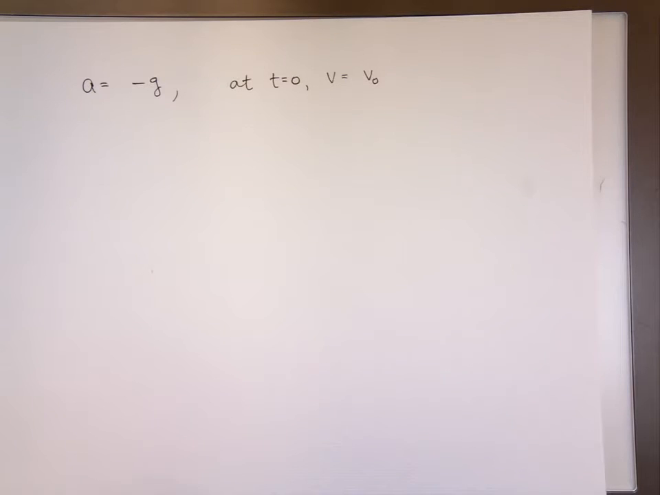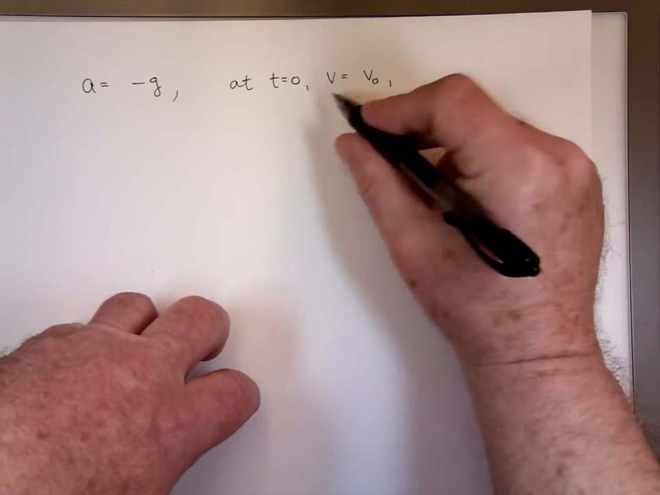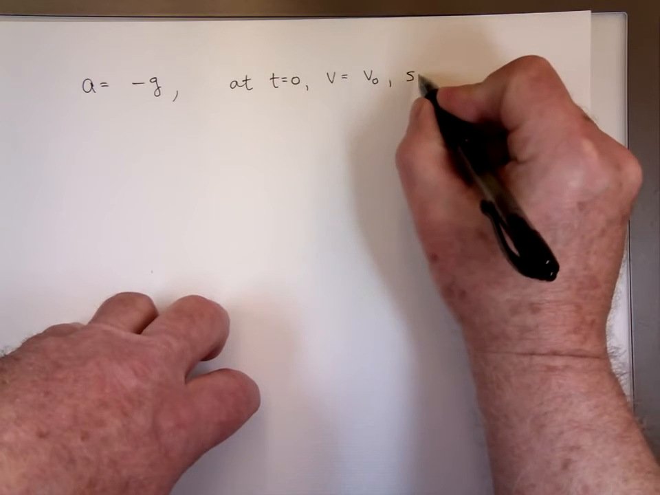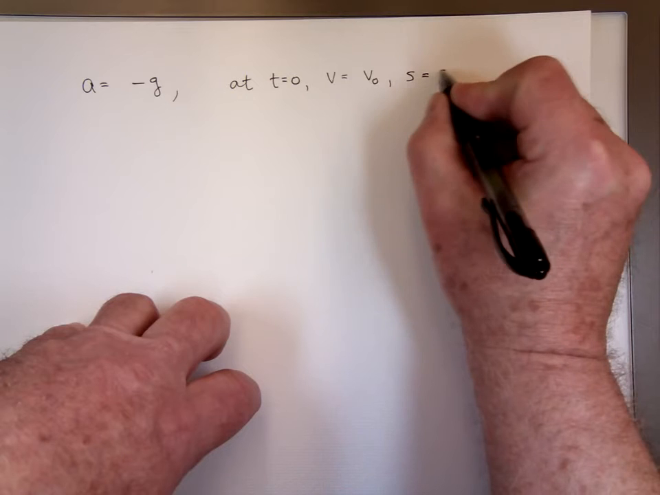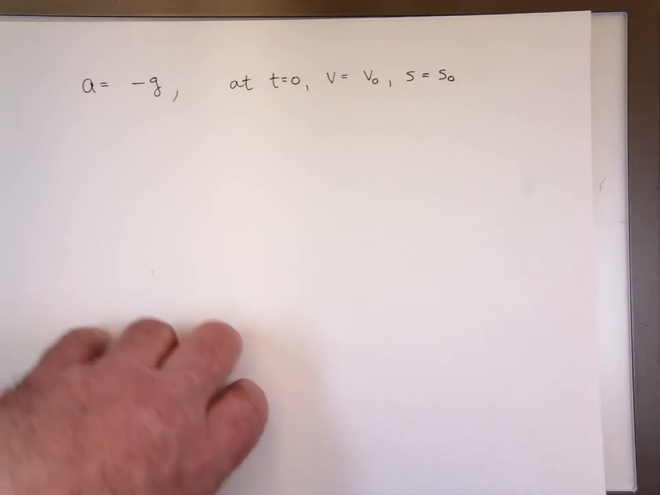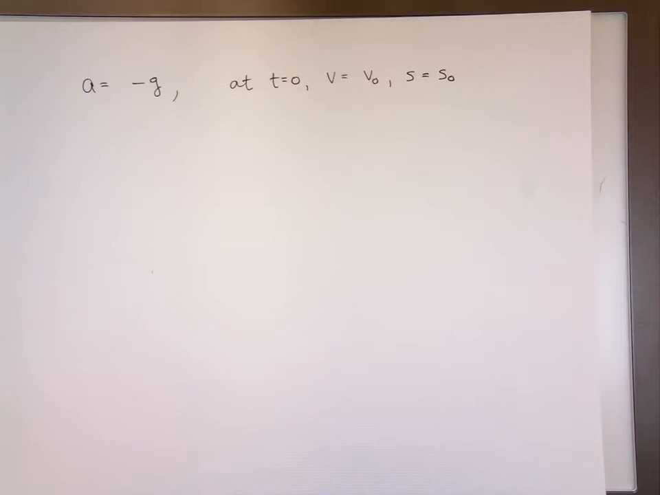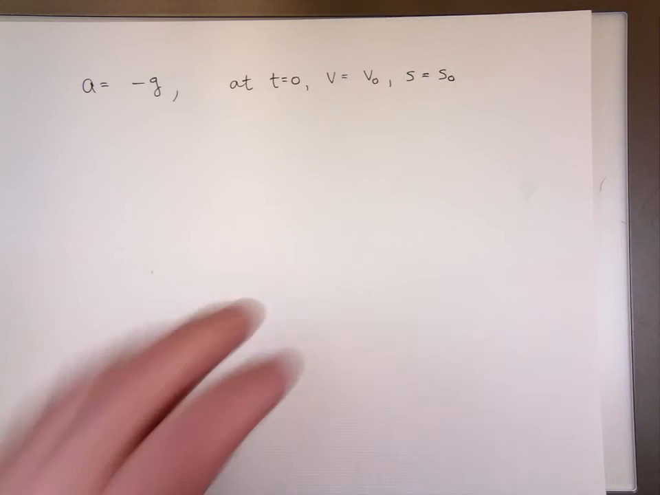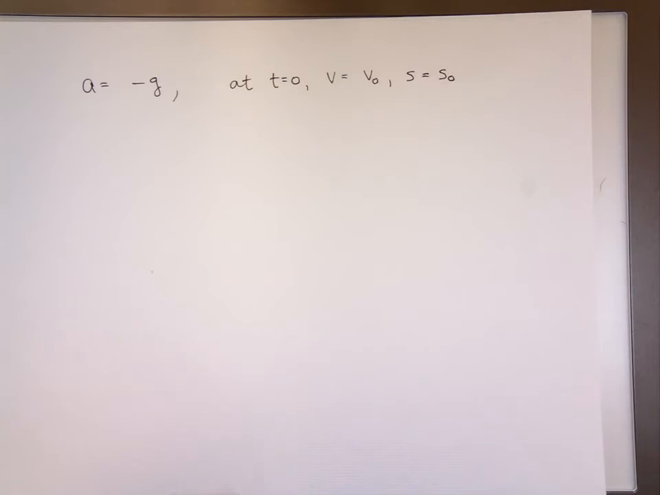What else do we know? At t equals 0, its position is equal to s sub naught, whatever that initial position is. If we're at the top of this building, s sub naught would be, I don't know, 70 feet, 80, something like that. Who knows? I mean, somebody knows, I'm sure. Okay, so given this, can we derive a formula for position at any time t?